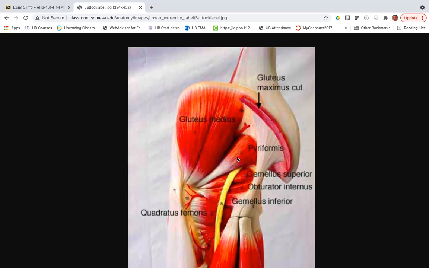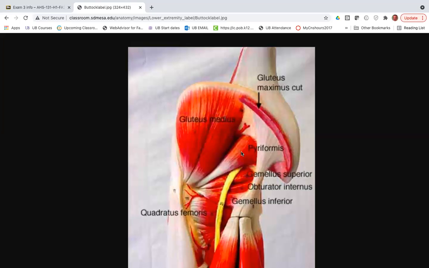Now, how do you differentiate the piriformis from, let's say, gluteus medius? You find this yellow nerve right here. That's the sciatic nerve. And just superior to the sciatic nerve is the piriformis. And that's one of the triggers of sciatica. It's a condition called piriformis syndrome. When the piriformis muscle goes into spasm, it can actually trigger the sciatic nerve.